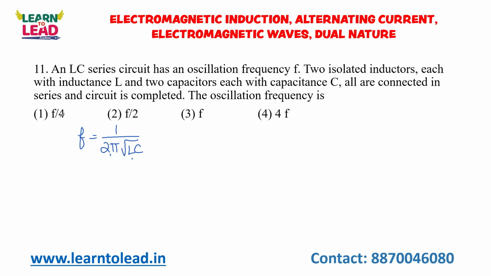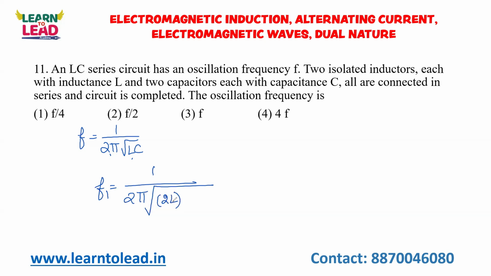Two isolated inductors, each with inductance L, and two capacitors, each with capacitance C, are connected in series and the circuit is completed. Now in this circuit I connect the two inductors in series. The next condition, F equals F dash, or let's take it as F1. So square root of, when two inductors are in series, 2L.